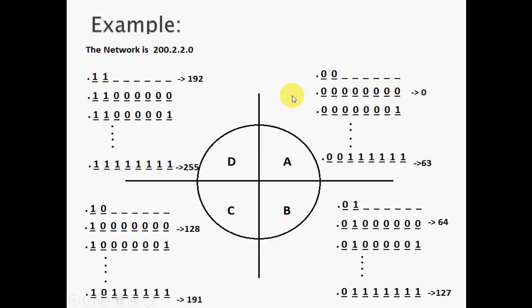Its solution depends on the position of the user. If the user is inside the network, then 200.2.2.0 will be the subnet network ID for subnet A, and 200.2.2.255 will be the directed broadcast address for subnet D. If the user is anywhere outside the network, then 200.2.2.0 will be the network ID for the entire network, and 200.2.2.255 will be the directed broadcast address for the entire network.